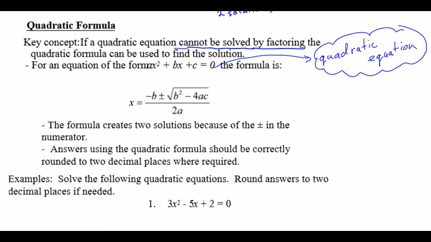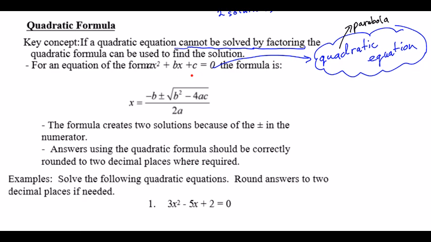Now, a quadratic equation is tied into a concept called a parabola. And we'll look at that in the next lesson. The reason why ax squared plus bx plus c equals 0 is called an equation is because it is an equality. It is an equation.